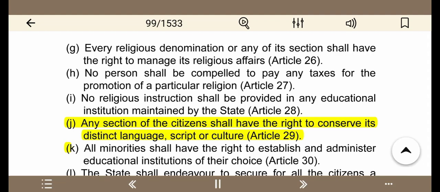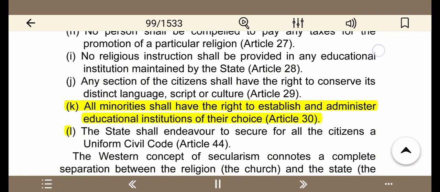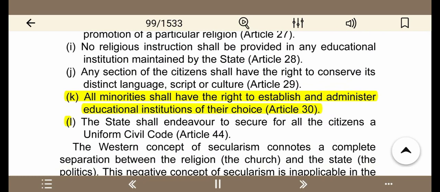All minorities shall have the right to establish and administer educational institutions of their choice. Article 30. The state shall endeavor to secure for all the citizens a uniform civil code. Article 44.